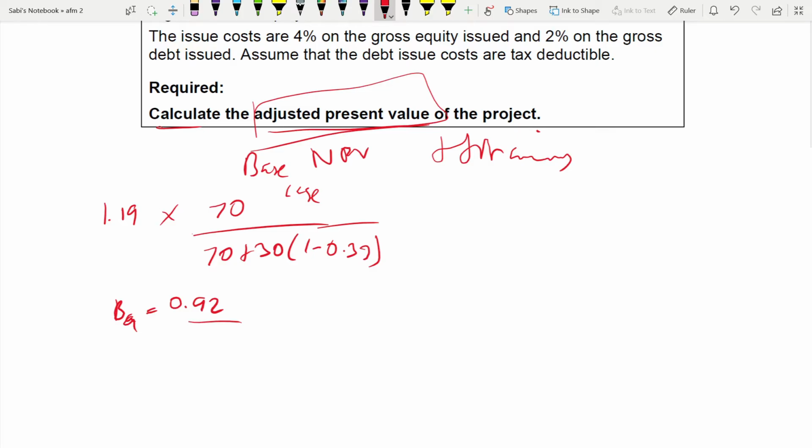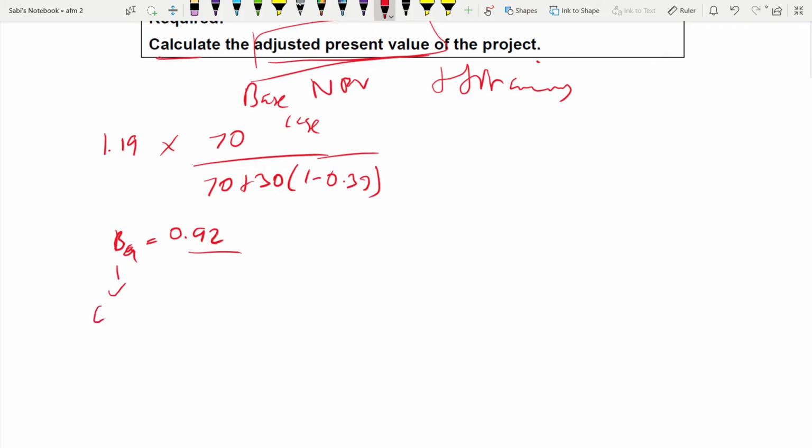So this 0.92 only, put it in your CAPM formula. What is it? The risk-free rate is 10% plus 0.92. What is the market return? It is 16% minus risk-free rate 10%, and you will get what? 15.52. But you can round it up to a whole number. Better to round it up to a whole number, 16%.